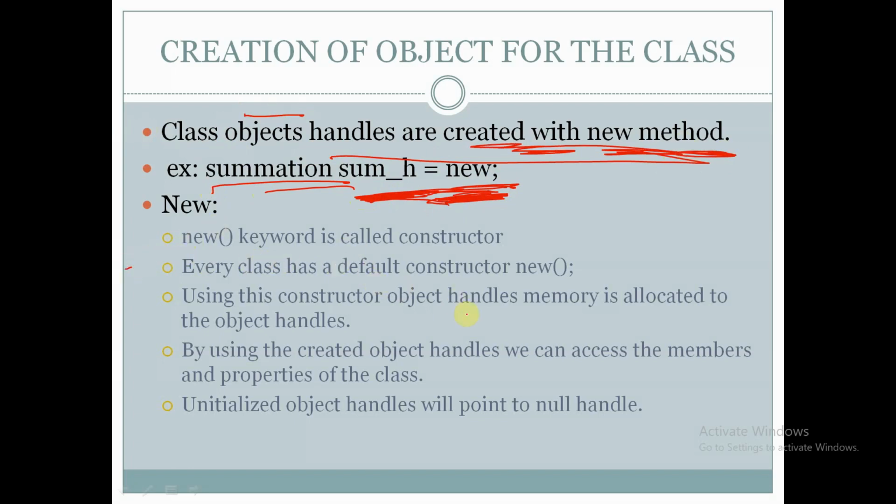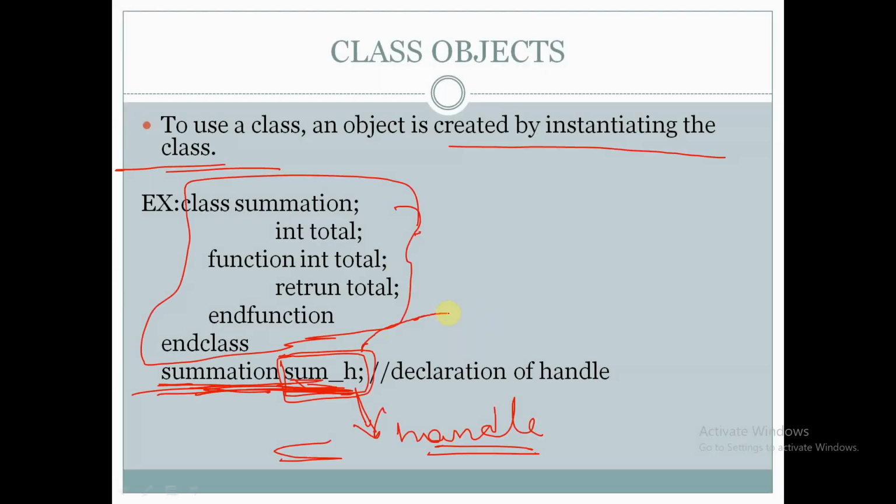New keyword is called the constructor. Every class has a default constructor called new. So using this constructor, memory is allocated to this object handle. Without assigning this handle to new, no memory is created for this handle.